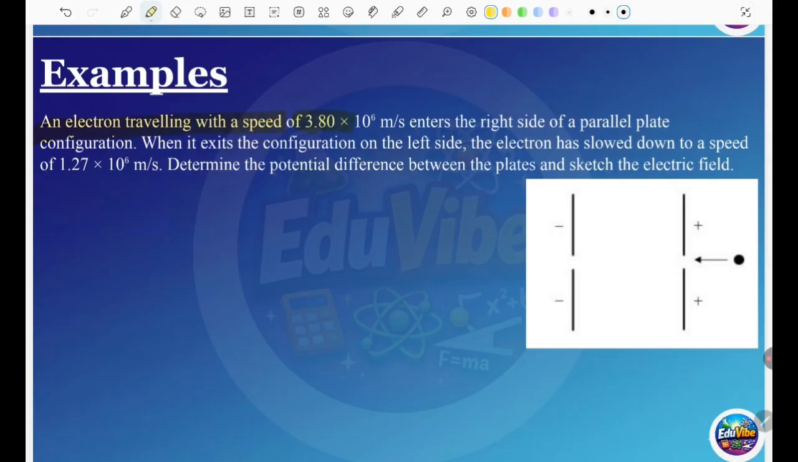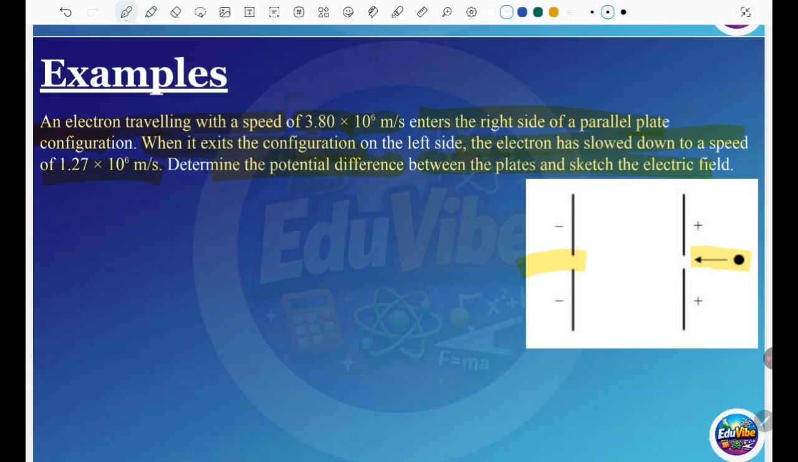An electron traveling with a speed of 3.80 × 10^6 meters per second enters the right side of the parallel plate configuration. When it exits from the left side, the electron is slowed down to a speed of 1.27 × 10^6 meters per second. Determine the potential difference between the plates and the electric field strength.